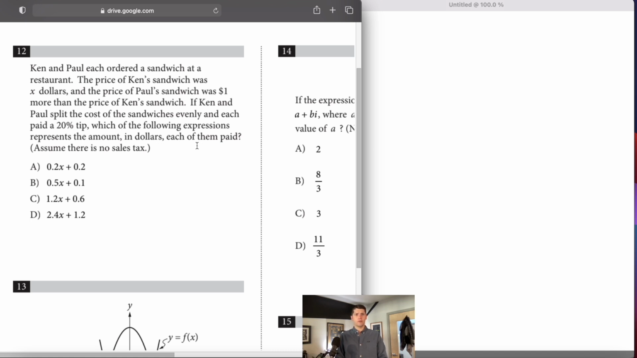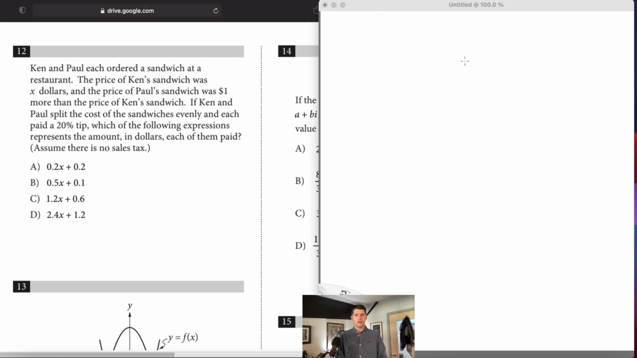Okay, working backwards here, let's see, the price of Ken's sandwich is X dollars. I'm going to make X $10. And the price of Paul's sandwich, so this is Ken, Paul is going to be $1 more than that, which is 11. So what did they each pay?